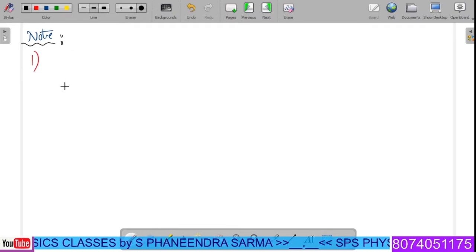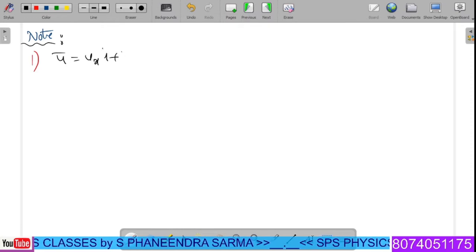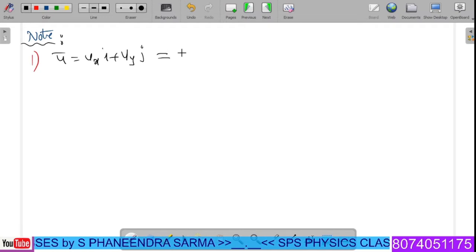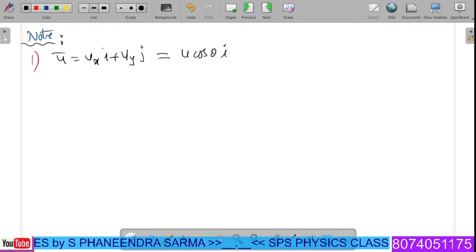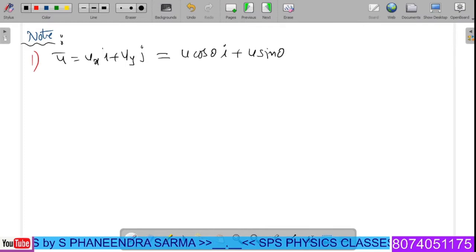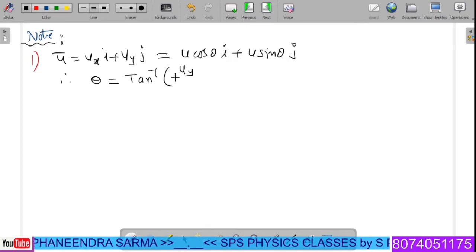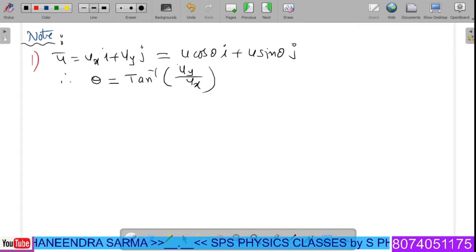First one: what is the initial velocity? Initial velocity u bar is equal to uxi plus uyj, because the initial velocity can be resolved into components. This can be further written as u cos theta i plus u sin theta j. Therefore, the initial angle of projection theta is equal to tan inverse of |uy by ux|. You have to write it like this.